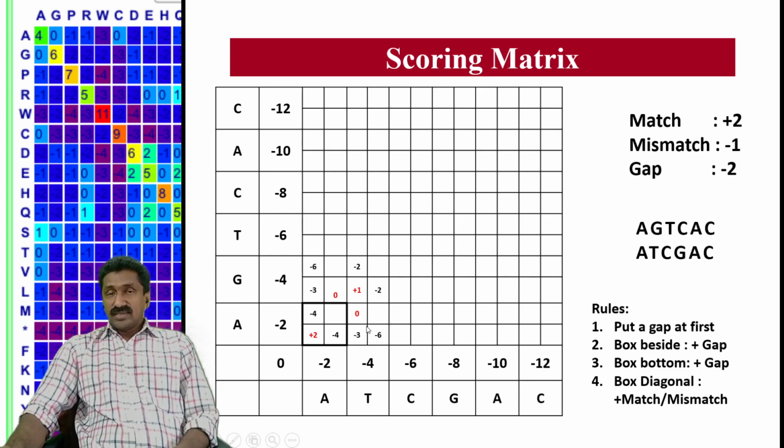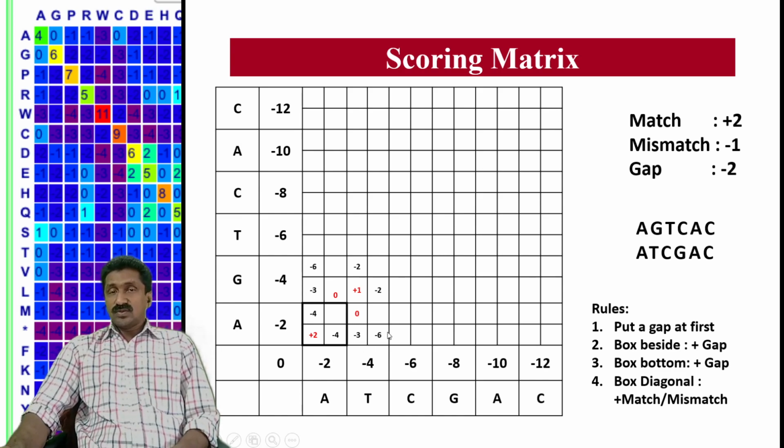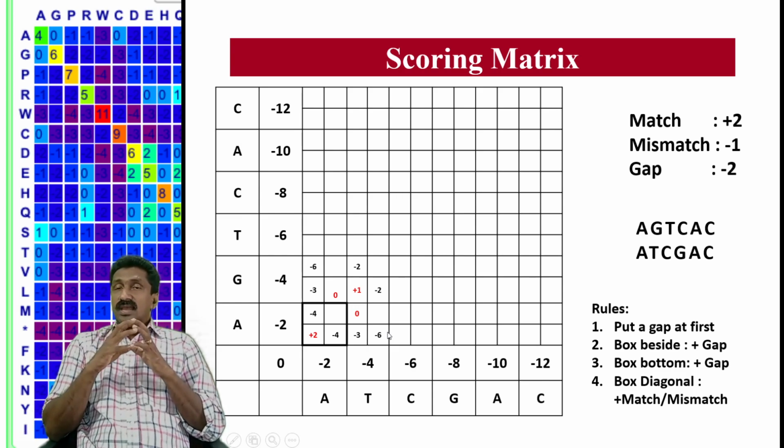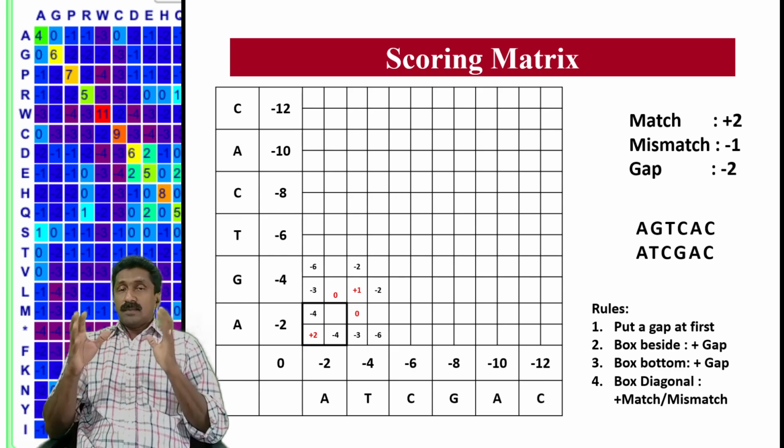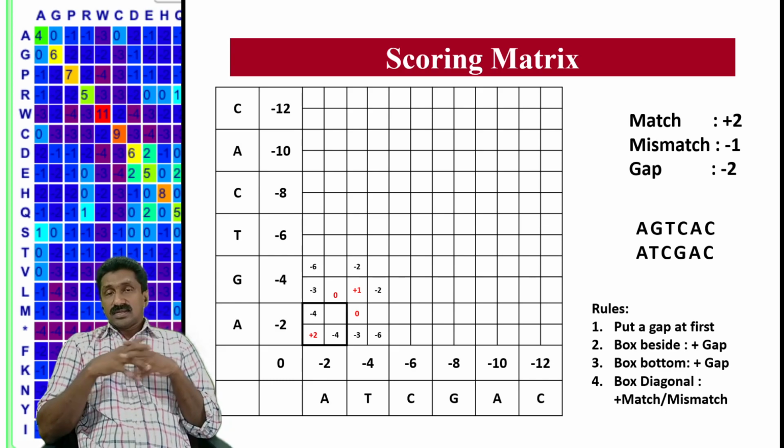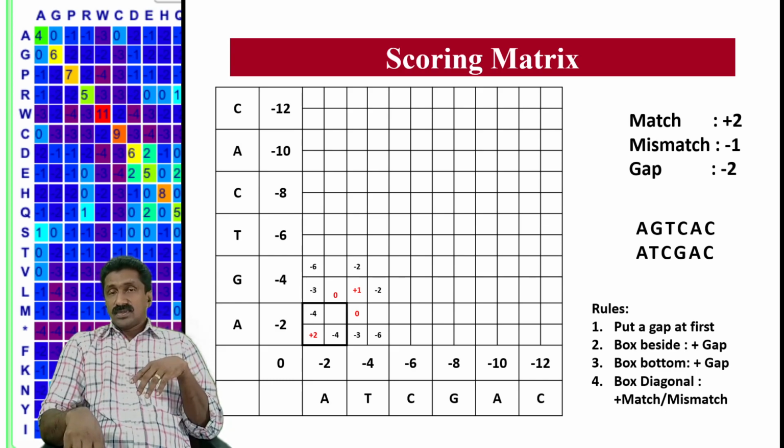So likewise, every cell can be calculated and assigned with a value by moving diagonally, horizontally and vertically. 3 values will be assigned to all the cells, and the highest value will be applied to that concerned box. Is it clear?